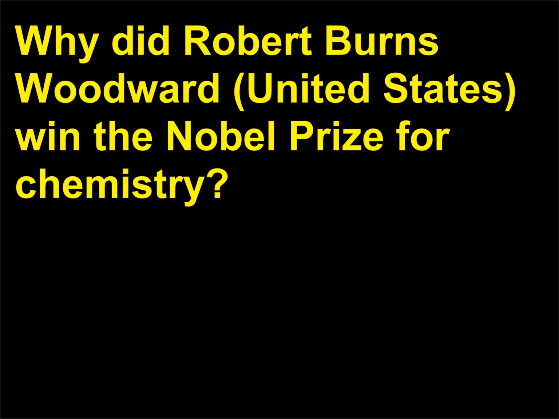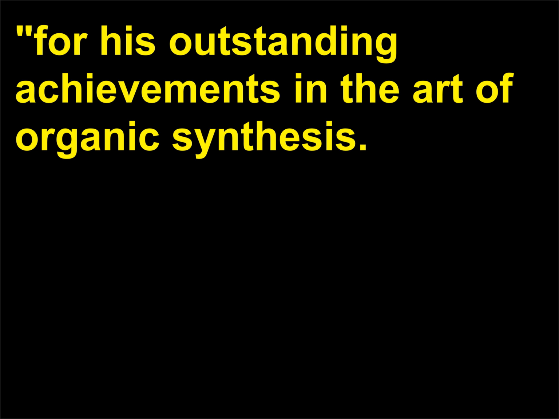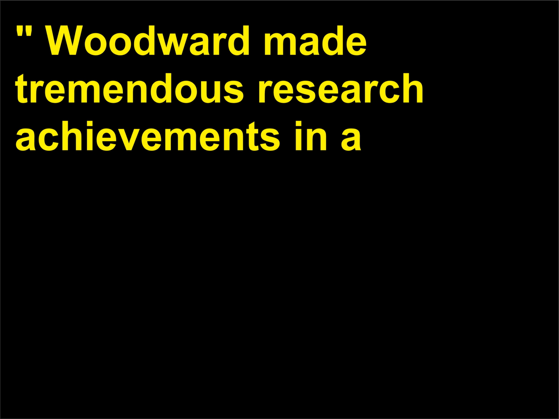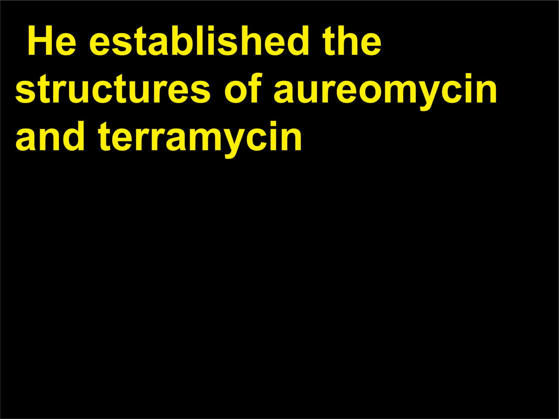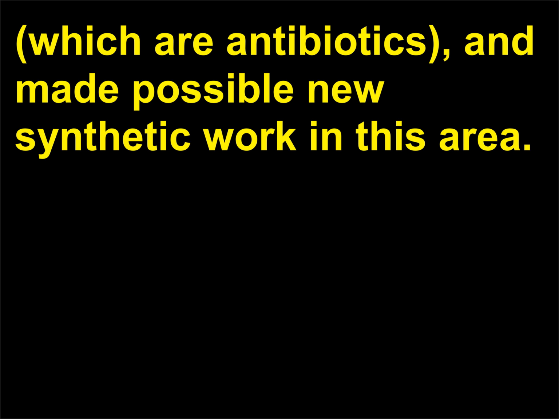Why did Robert Burns Woodward, United States, win the Nobel Prize for Chemistry? For his outstanding achievements in the art of organic synthesis. Woodward made tremendous research achievements in a broad range of areas in the field of organic synthesis. He established the structures of aureomycin and terramycin, which are antibiotics, and made possible new synthetic work in this area.